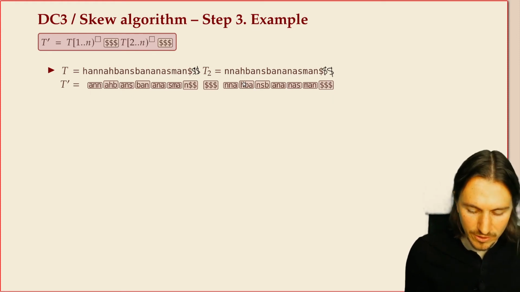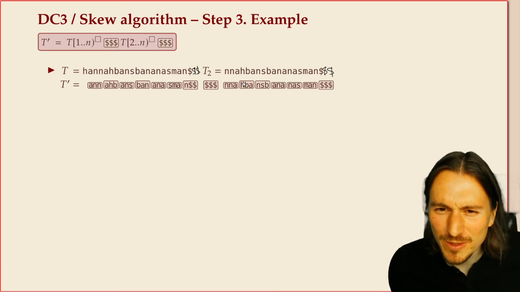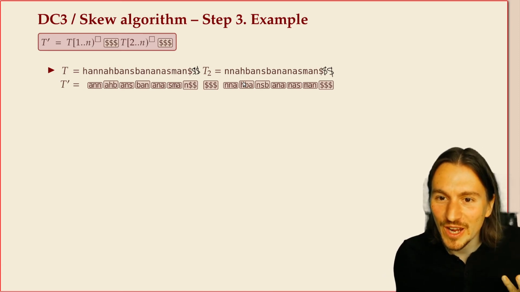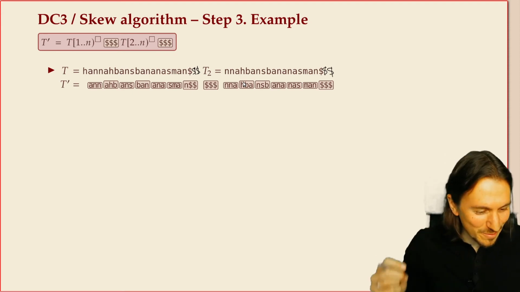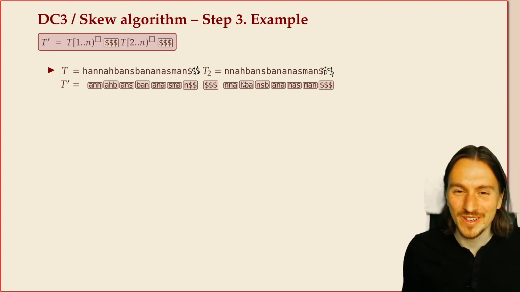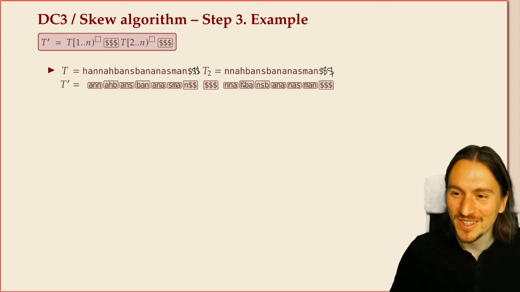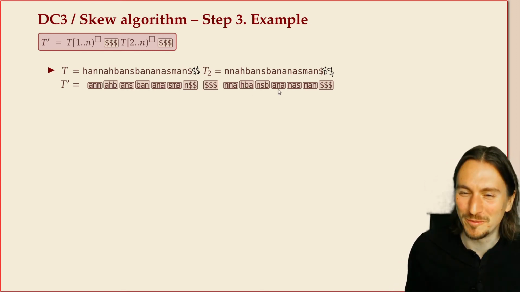It has lots of these triples, but that's way fewer than, what's the alphabet size? We have H, A, N, B, S, M. So maybe six different characters if I can count. 6 to the power of 3 is already, I don't know, a big number. Something like almost 200. There's definitely not 200 different triples that occur here.